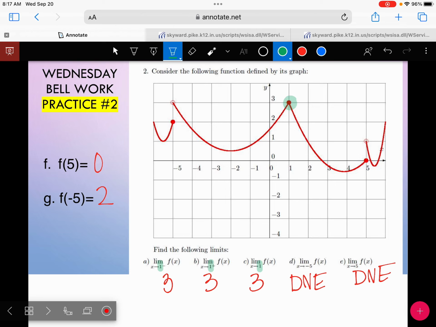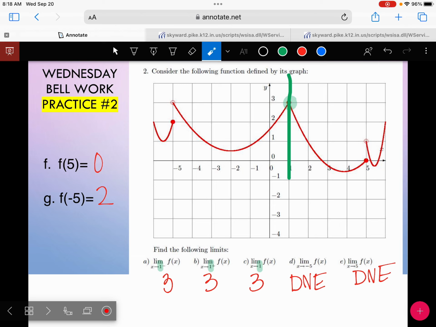At x equals 1. So if I look at it from the left side and from the right side, if you draw a line, the left side is hitting this green wall at 3. The right side hits the green wall at 3. And because they both hit the wall at 3, that means we have a limit at 3. Yes, Deborah? We're going to do a whole lot of examples.